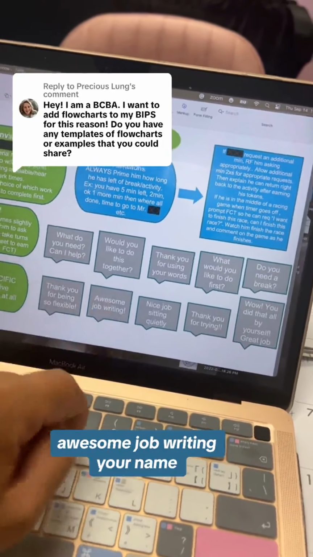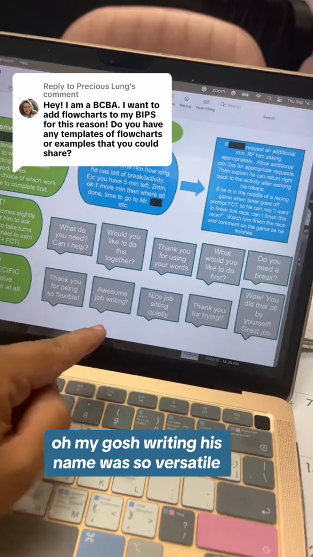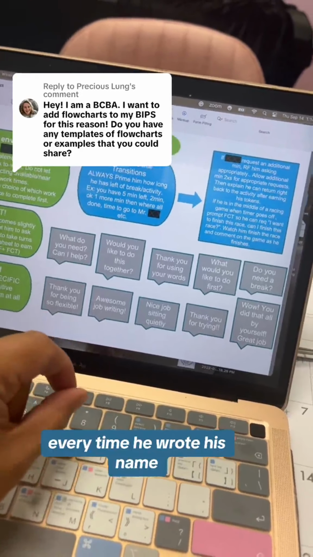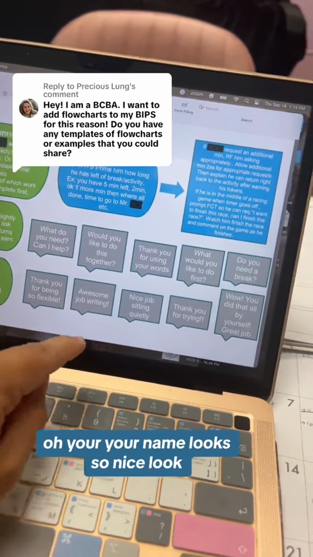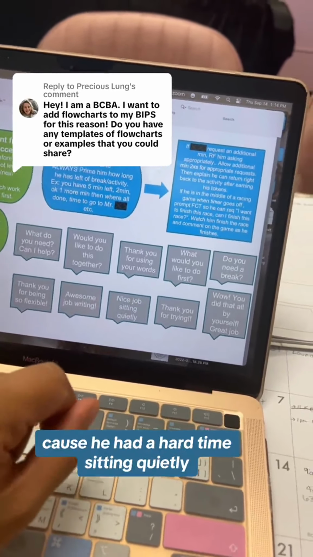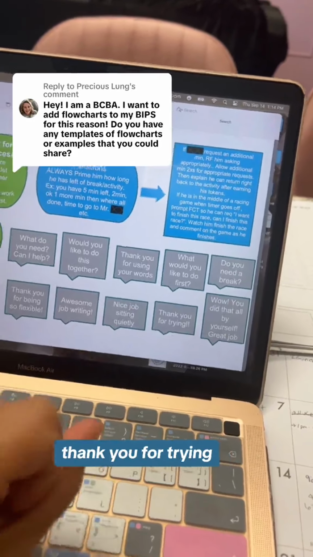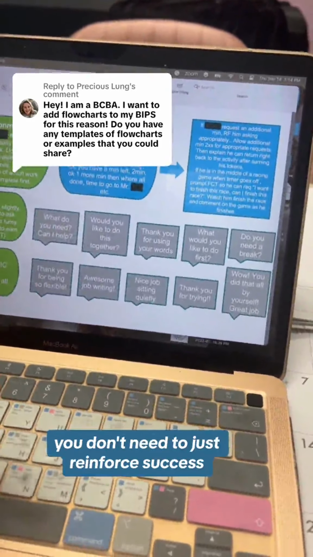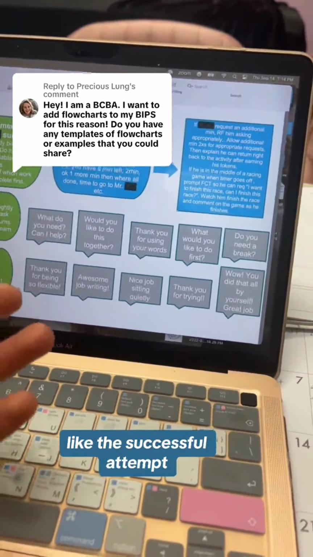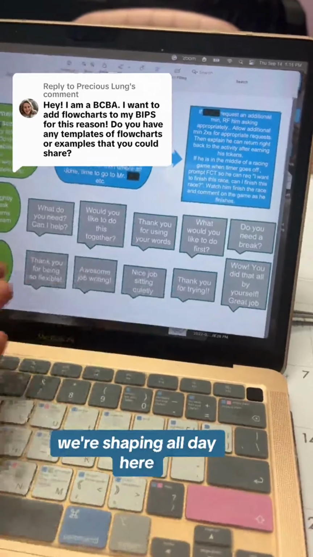Awesome job writing your name. Oh my gosh, writing his name was so aversive to him. Every time he wrote his name, I would thank him. Like, thank you for writing your name. Wow, your name looks so nice. Look, nice job sitting quietly, because he had a hard time sitting quietly. Thank you for trying. You want to reinforce approximations too. You don't need to just reinforce the successful attempts. No. We're shaping all day here.